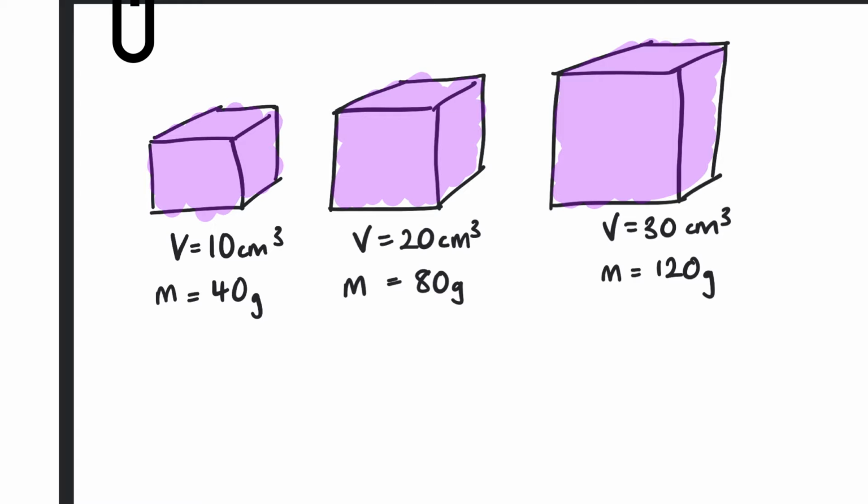Now, for us to really investigate the relationship between the mass and the volume and see what connection there is, we need to plot a graph. So we're going to plot a line graph with mass on the y-axis against volume on the x-axis.